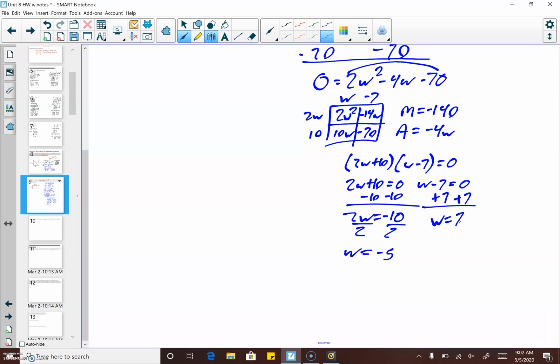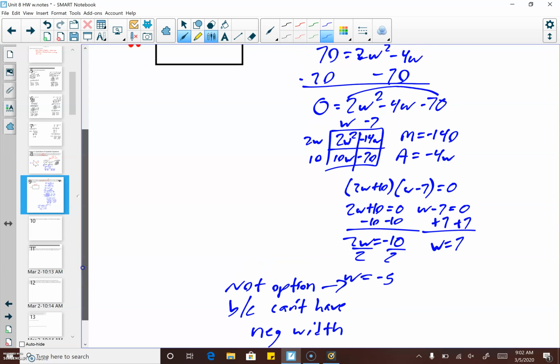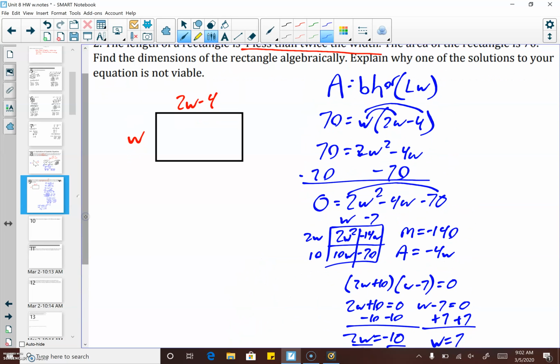So we get two answers here, negative 5 and 7, and we should know that negative 5 is not an option because we can't have a negative width. So then therefore, our only option for our width is going to be 7. And then our length is going to be 2 times 7 minus 4, which is going to be 10.